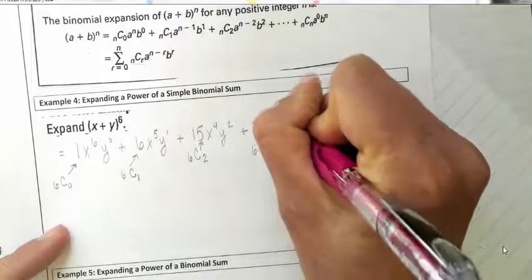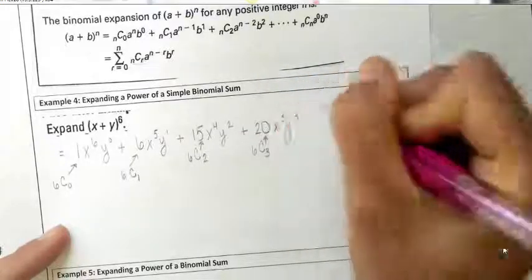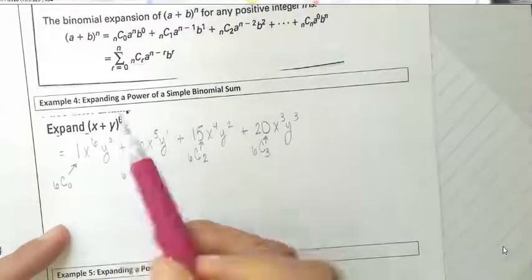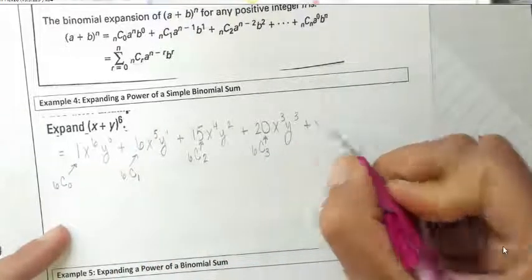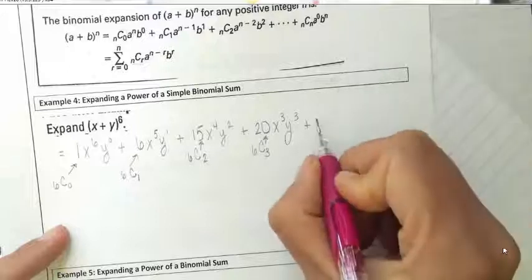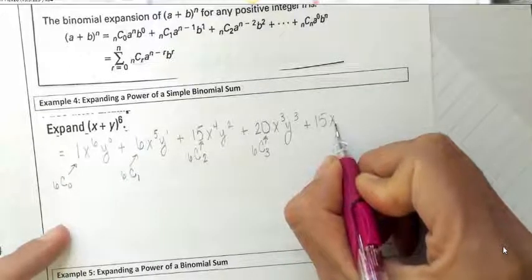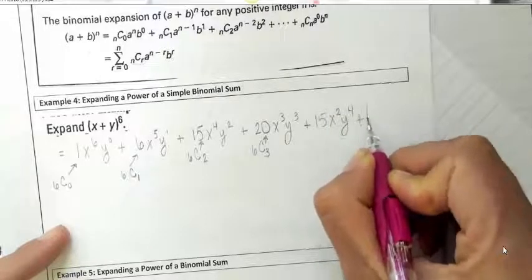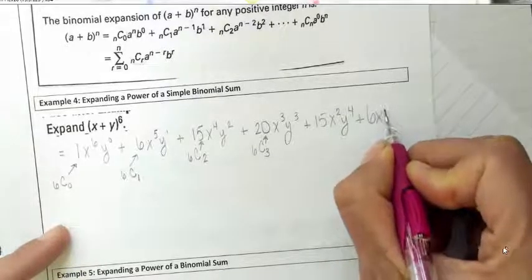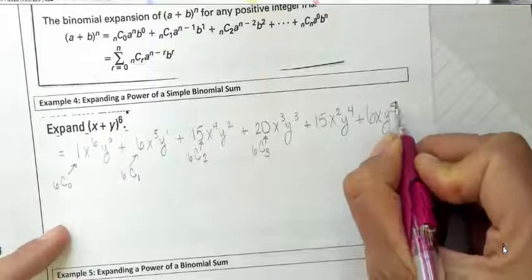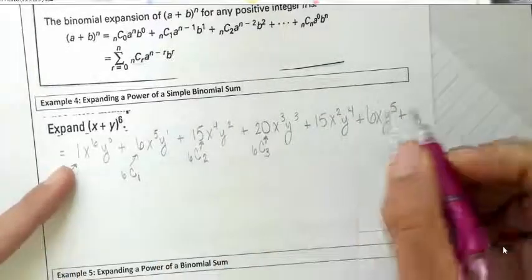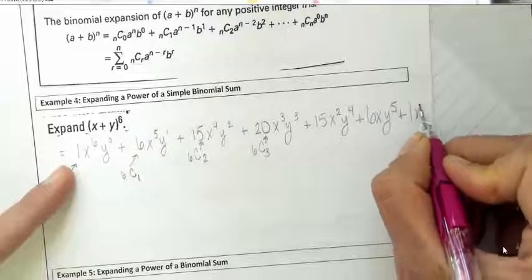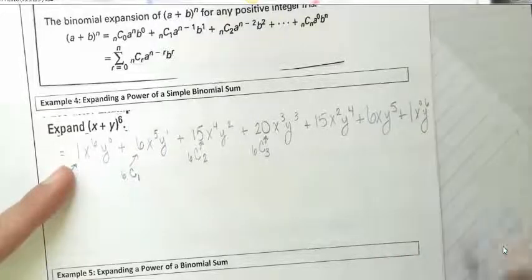X gets 1 less power, Y gets 1 more power. And make sure that they're always adding up to give you that total power there. 15, X gets 1 less power, Y gets 1 more. 6, X gets 1 less power, and Y gets 1 more. And then the last one is 1, and X gets no powers, and Y gets all the powers.